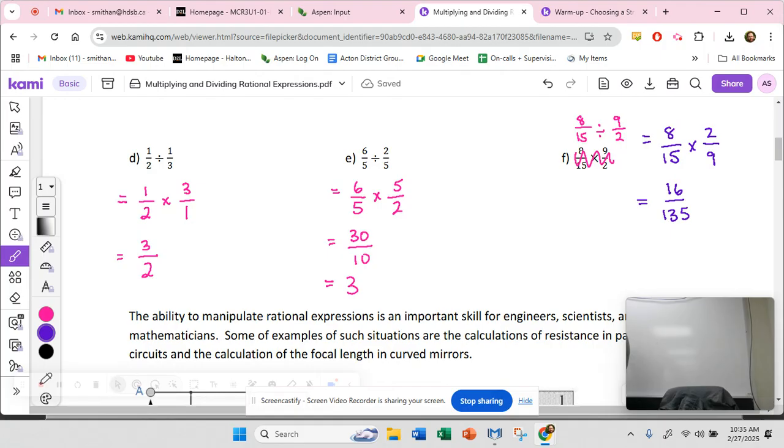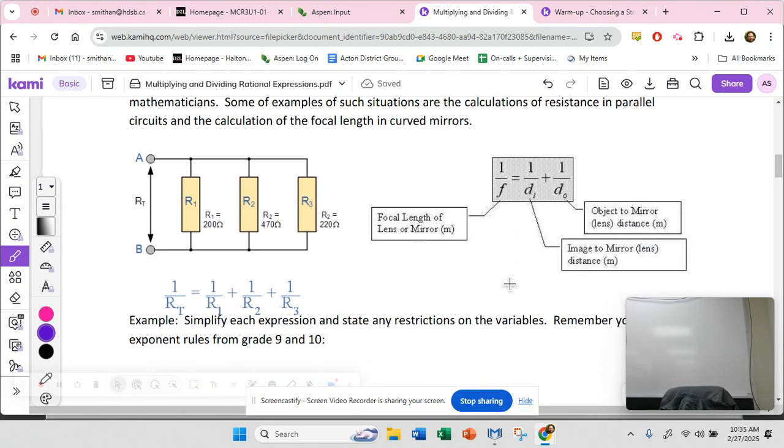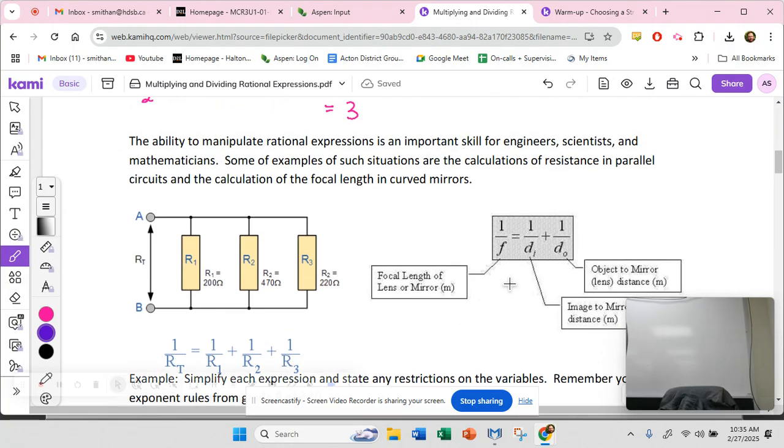Okay. Now, before we get to what we're doing today, you might be wondering why you are going to use this. Well, there are a lot of applications in real life. I've got 2 from physics here, but not just from physics, where relationships between things involve rational expressions. In your grade 12 functions course, if you choose to take that one, you do a whole unit on rational functions where you sketch and solve equations.